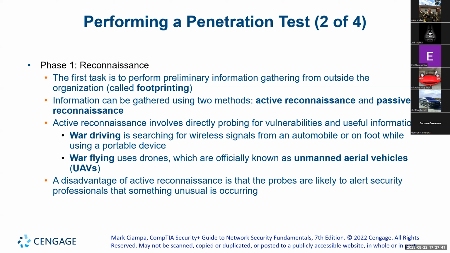Information can be gathered using two methods. There's called active and passive reconnaissance. Active reconnaissance is when you actively go out and touch and get into things. Passive is like if you have a sniffer or something that just pulls information in and doesn't actively have to get into any systems.